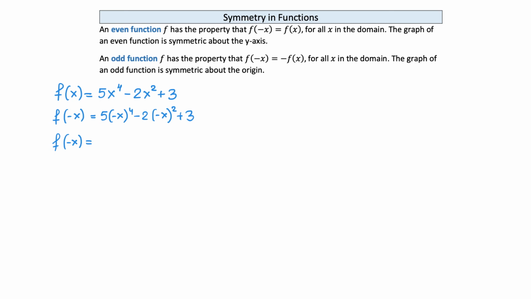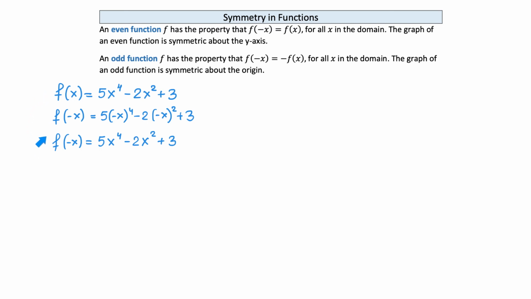Then f of negative x equals, and here we know that negative x to the power of 4 is positive x to the power of 4, times 5 will be 5x to the power of 4, minus 2, and then negative x to the power of 2 is positive x to the power of 2, and then we will bring down 3. So this is what we get when we replace x with negative x. Now let's compare this result with the initial function.